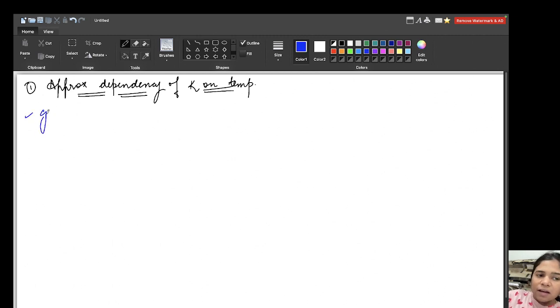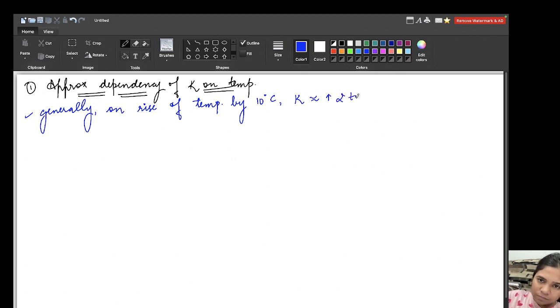See, generally it is seen on rise of temperature by 10 degrees Celsius, your K will approximately increase 2 to 3 times. This is usually seen that whenever your temperature, like if I have a temperature 10 degrees Celsius, my K value is 1. After I increase 20 degrees Celsius, my K will become 2 or 3, like it will double or triple.